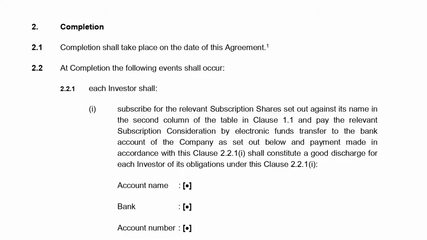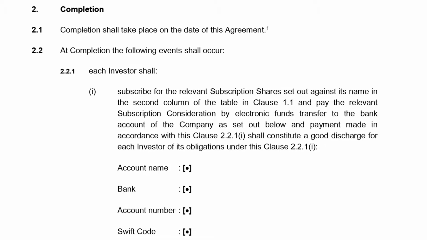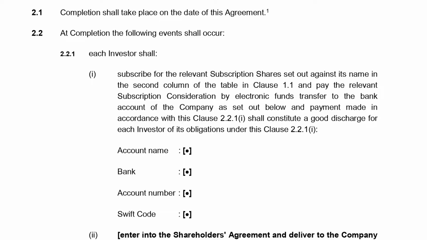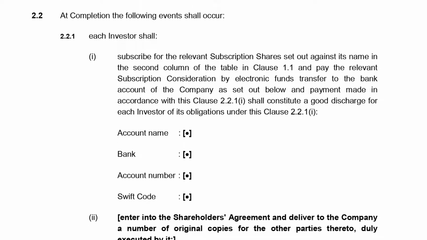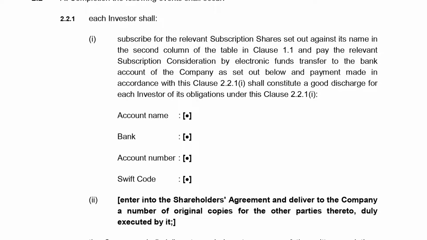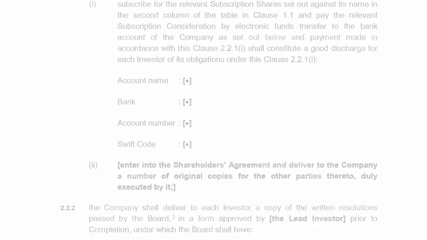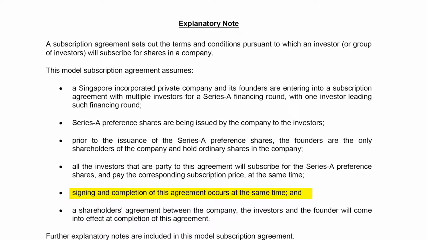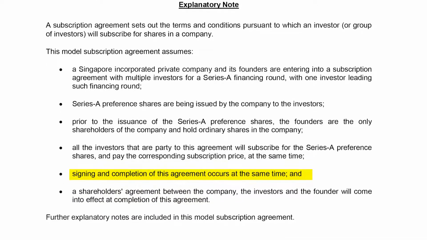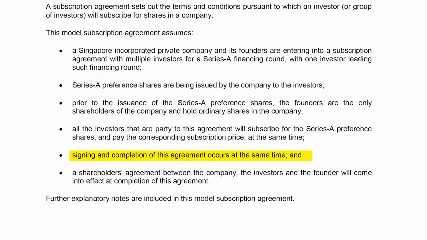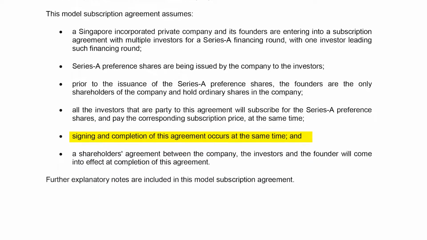The next term I would like to speak about is the completion provision. The completion provision essentially states or lists out the various actions that need to be taken by the investor and the company at completion. One point I would flag at this stage is that the VIMA subscription agreement is drafted on the basis of a simultaneous sign and close.